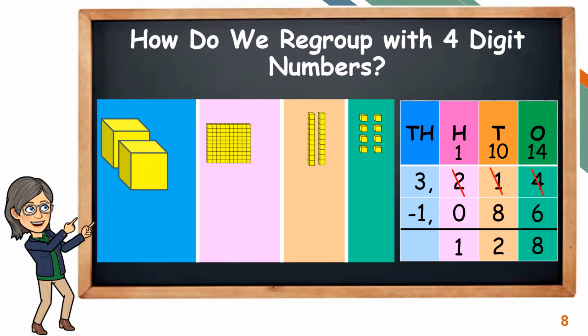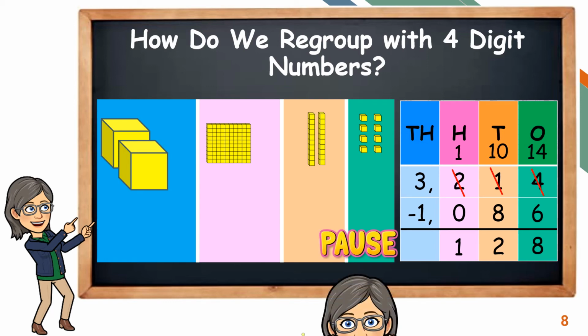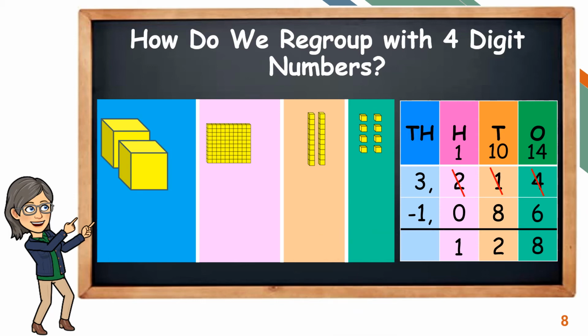Notice we removed one of the thousands blocks. Pause the video and turn and talk to explain why we did not have to regroup again. If you said we did not regroup again because we can subtract 1,000 from 3,000s, you are correct.